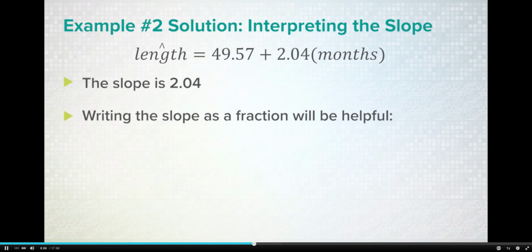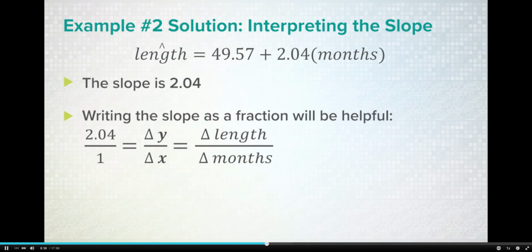Writing the slope as a fraction will be helpful. So don't write it as 2.04, write it as 2.04 over 1. Well, that represents the change in y over the change in x. But we're not talking about just any old x and y. We're talking about the length and the months. My y variable was length. My x variable was months.